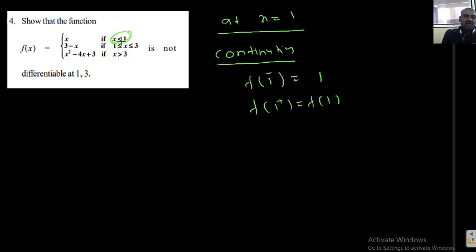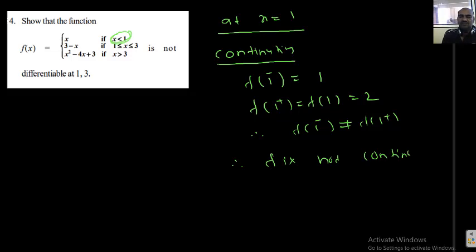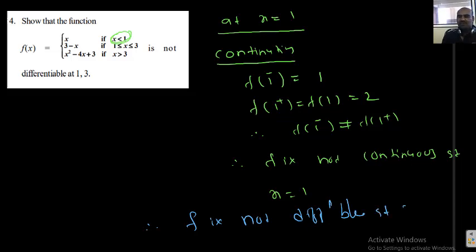See students, 1 is greater than or equal to 1. So in this rule, put x equal to 1, what will we get? That is f of 1 minus, 3 minus 1, 2. What is the meaning of that? f of 1 minus is not equal to f of 1 plus. Therefore, f is not continuous at x equal to 1. If it is not continuous, it is not differentiable. Therefore, f is not differentiable at x equal to 1.